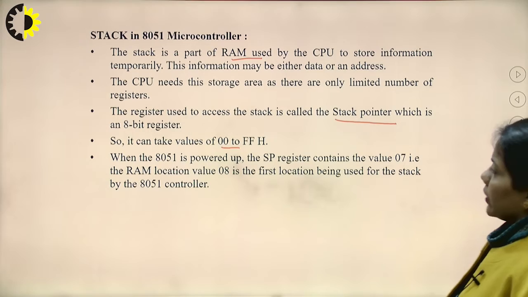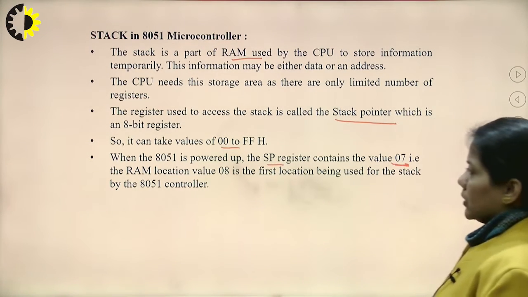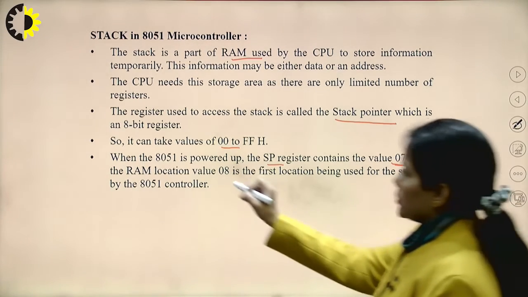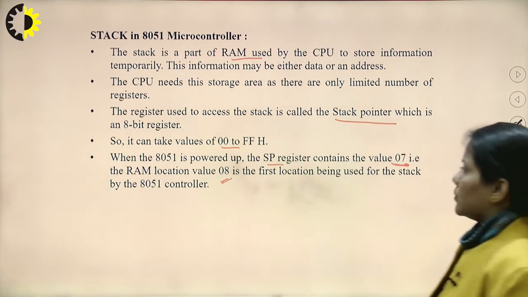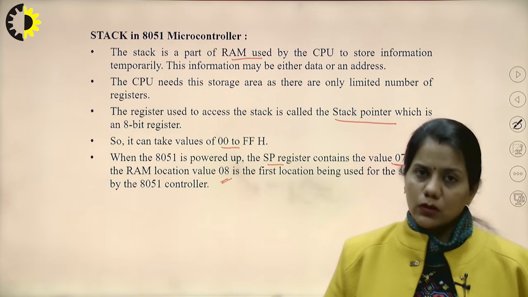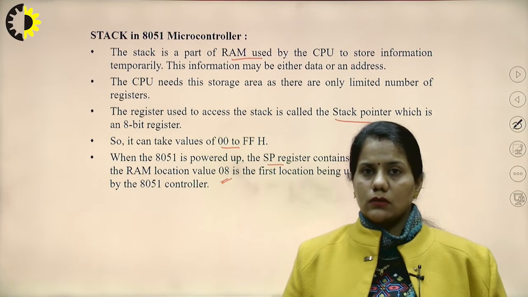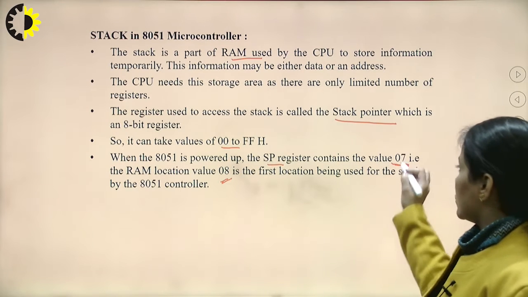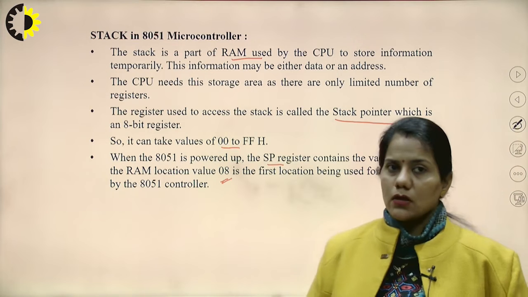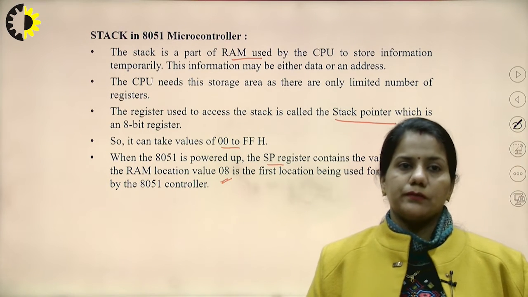It can take the values from 00 to FFH. So, when 8051 is powered up, the stack pointer register contains the value 07. That is a RAM location. 08H is available as the first location being used for the stack. So, we have to note that as soon as the power is on, the default value of the stack pointer is 07. So, the first memory address available in RAM is 08H.